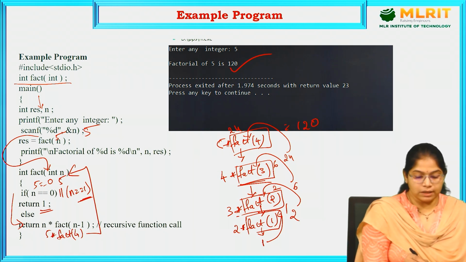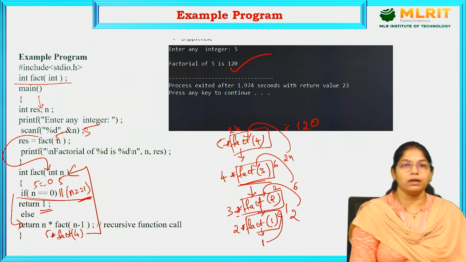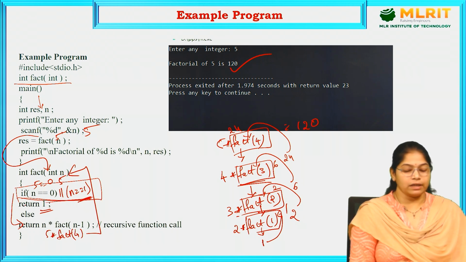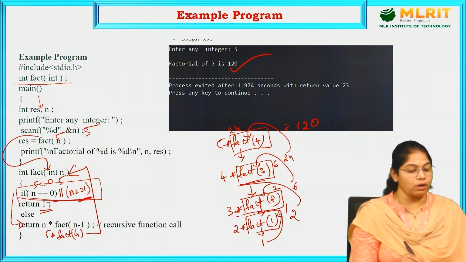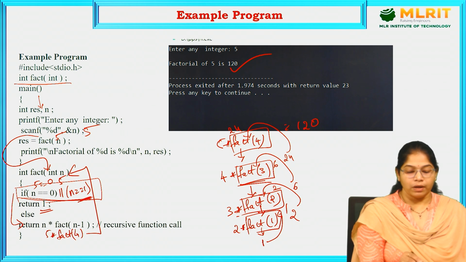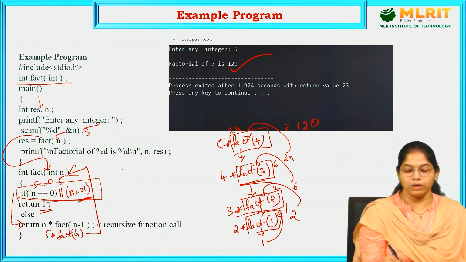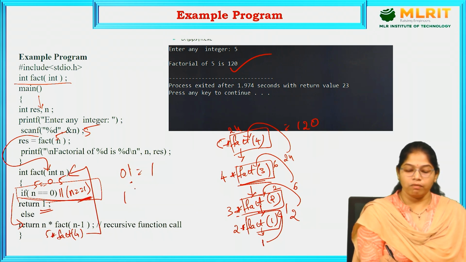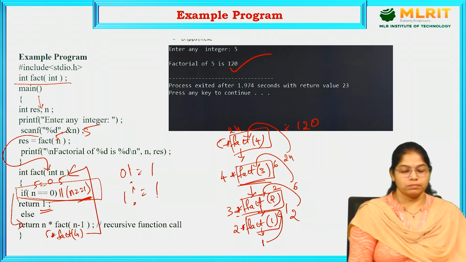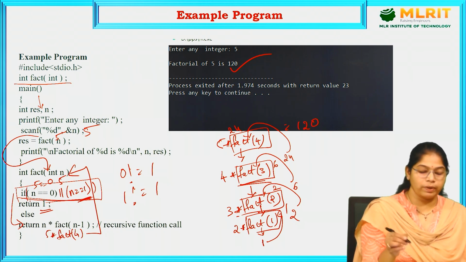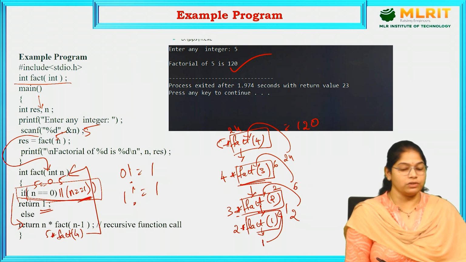Here I consider a base condition, also called an exit condition or stopping condition. We must be careful while writing the condition, otherwise the function call enters an infinite loop. Here I consider if n equal to 0 or n equal to 1, return 1, because 0 factorial is also 1 and 1 factorial is also 1. So I consider both conditions. In this way, we go with function recursion.